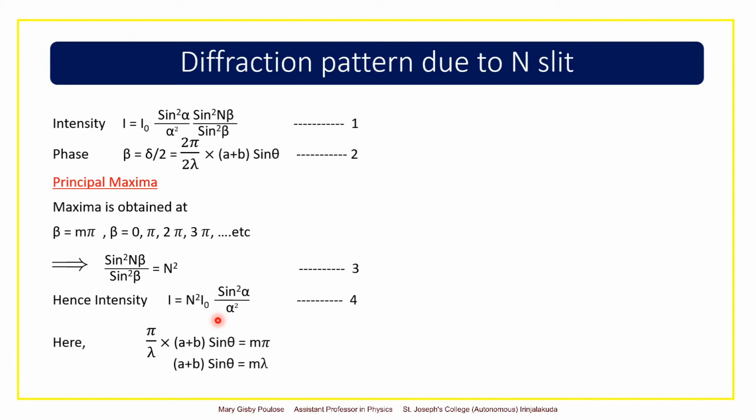Here from the expression of beta we get pi by lambda into (a plus b) sine theta is equal to m pi. On rearranging we get (a plus b) sine theta is equal to m lambda.